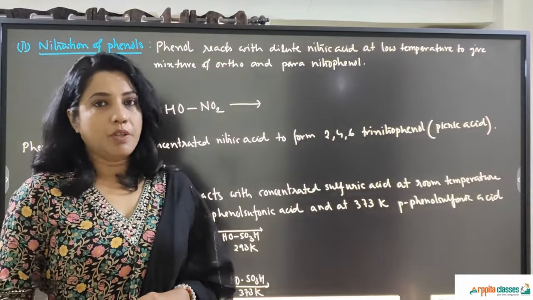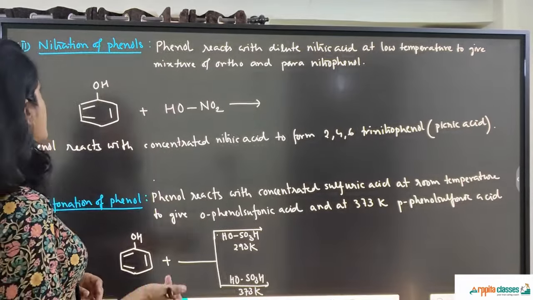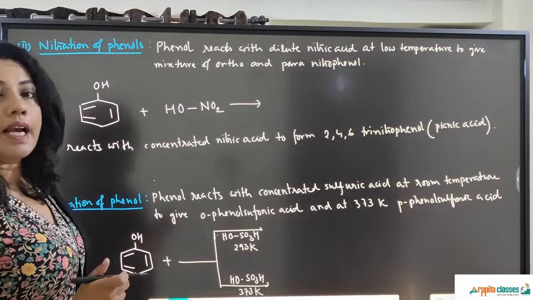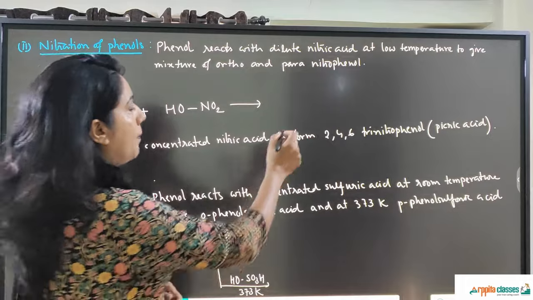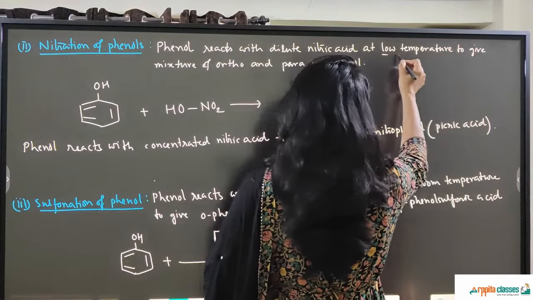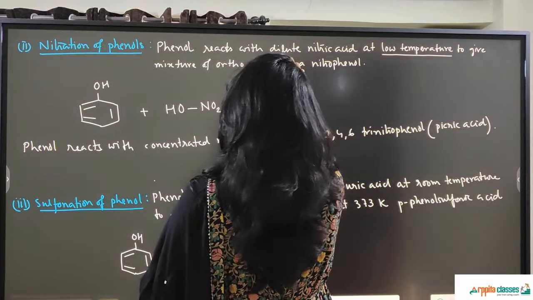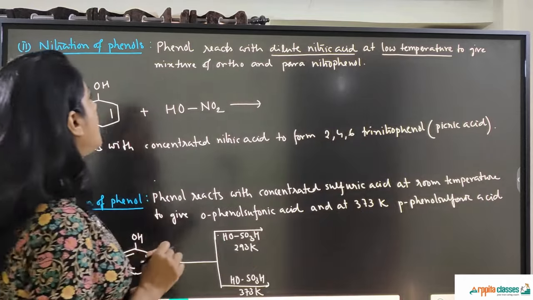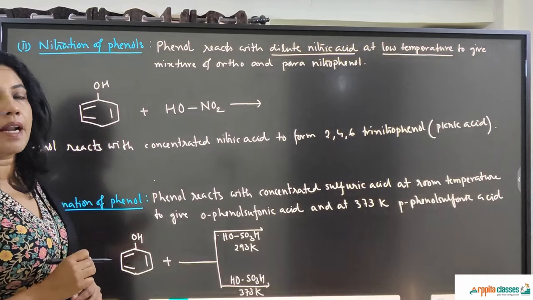So now we will discuss the next electrophilic substitution reaction, which is nitration of phenol. So phenol reacts with dilute nitric acid at low temperature. See the conditions over here, dilute nitric acid and low temperature. It gives a mixture of ortho and para-nitrophenol.